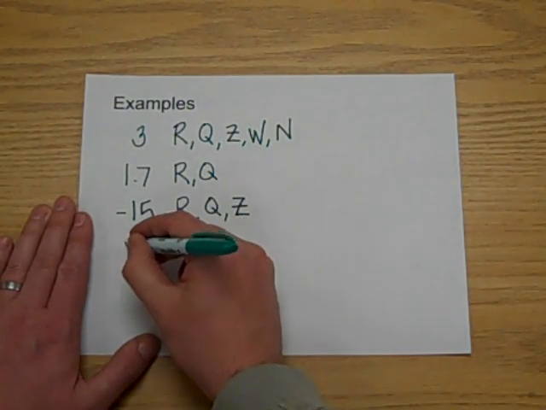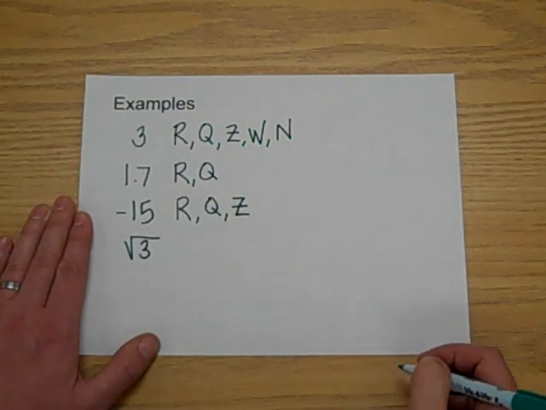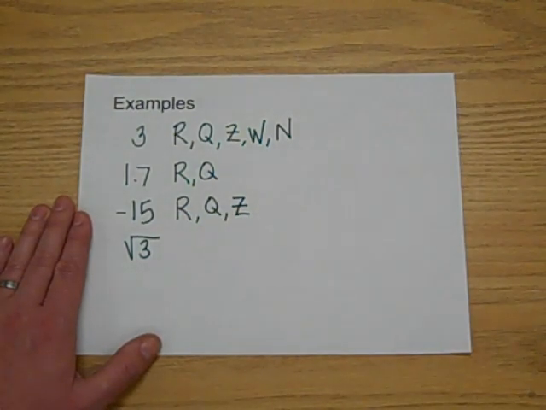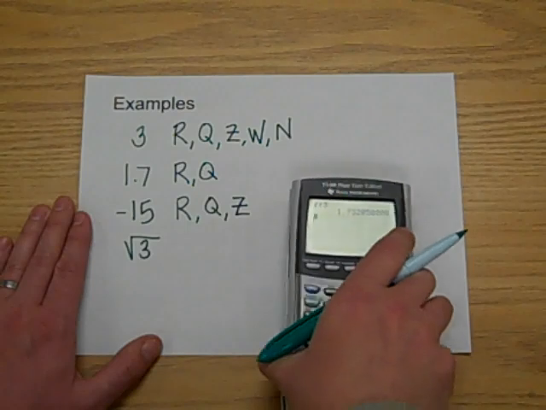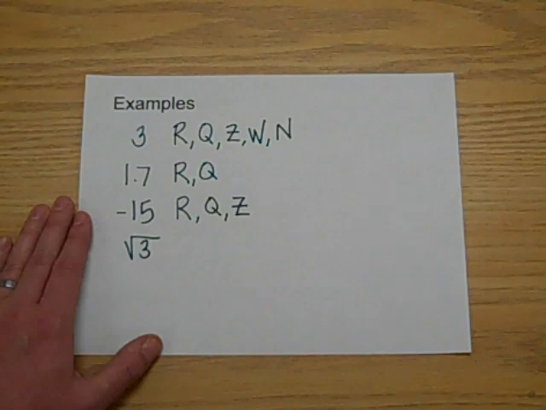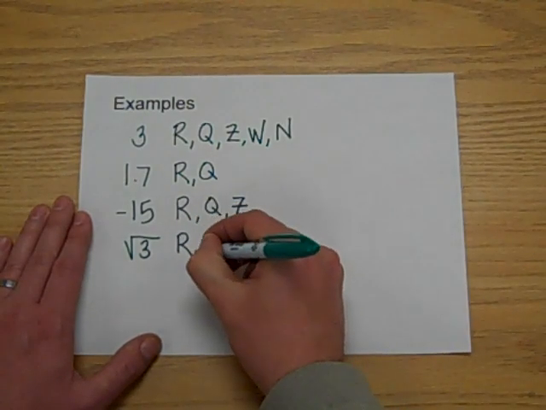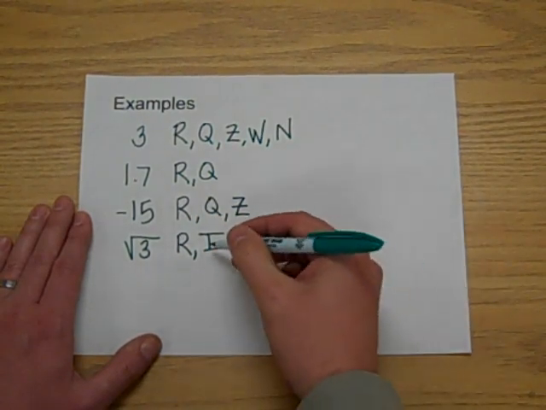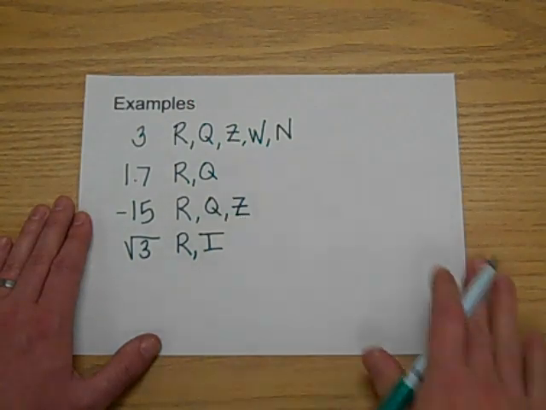Let's try square root of 3. Now, in order to figure out what the square root of 3 is, you have to type it into the calculator. And you get 1.7320508088. And it keeps going on forever. There is no pattern to that. So the square root of 3 is irrational. So it's real and it's irrational. Once it's irrational, I stop. It can't be anything else.